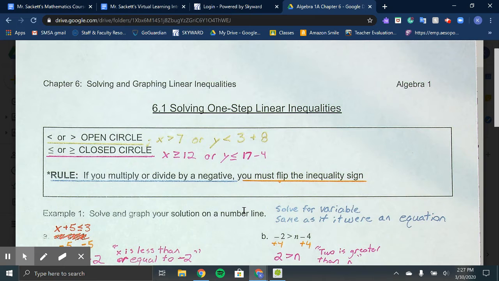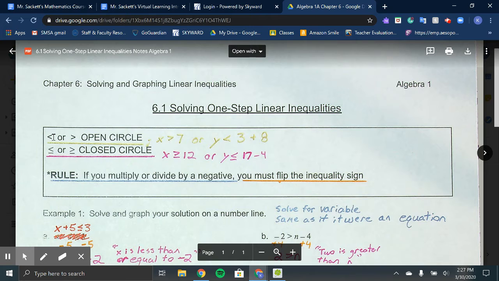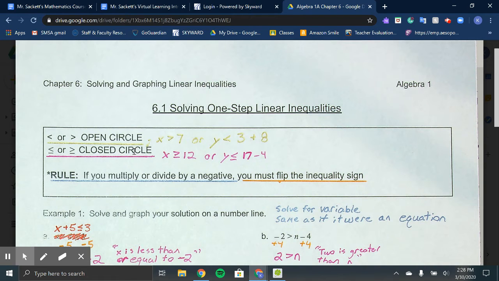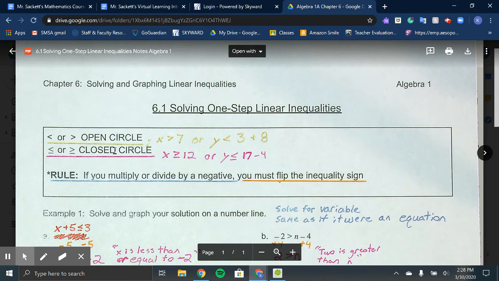So, starting with inequalities. Remember, inequalities are anything that is not an equal sign, meaning it could be something like less than or greater than, or less than or equal to, or greater than or equal to. Now, this open circle, closed circle piece we will discuss in just a second. That's what you need for graphing these on a number line. But again, inequalities are anything that is not an equal sign. The way that we graph these is on a number line, which we'll come back to for the open or closed circle piece.